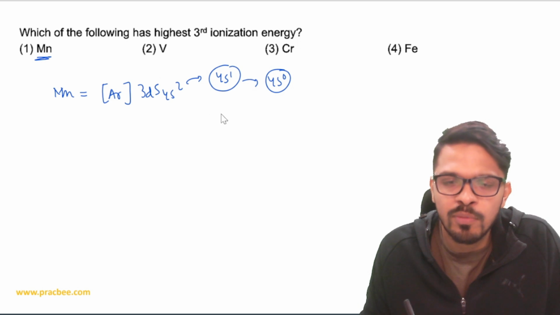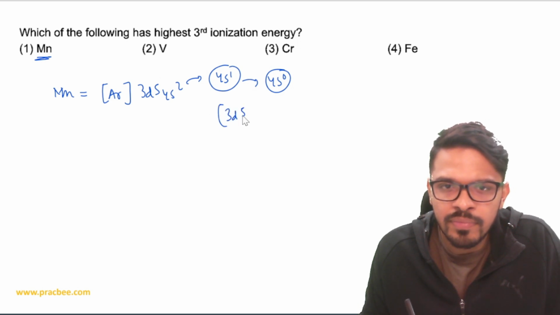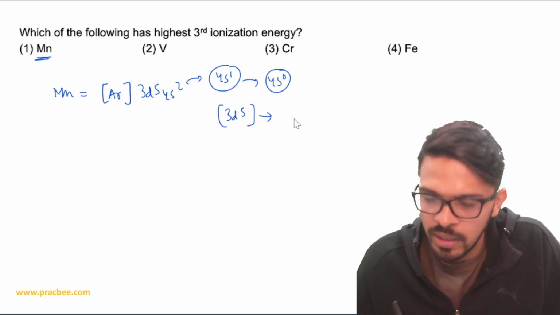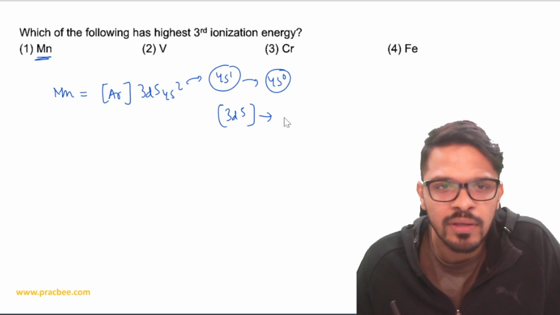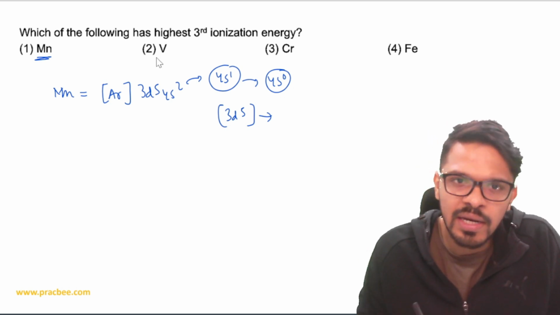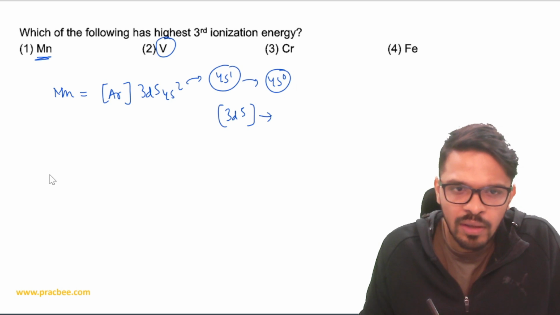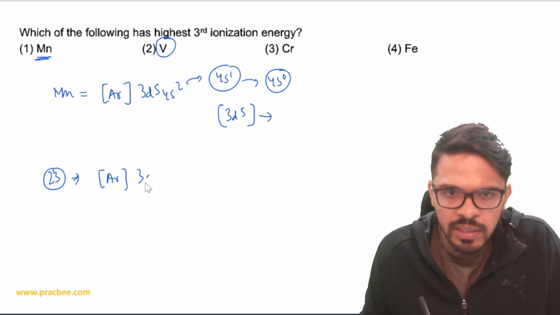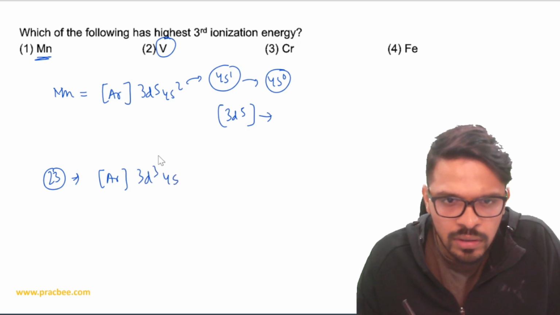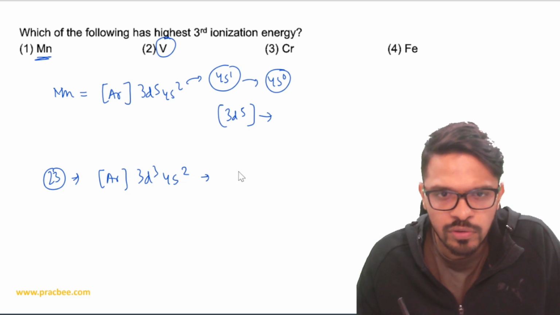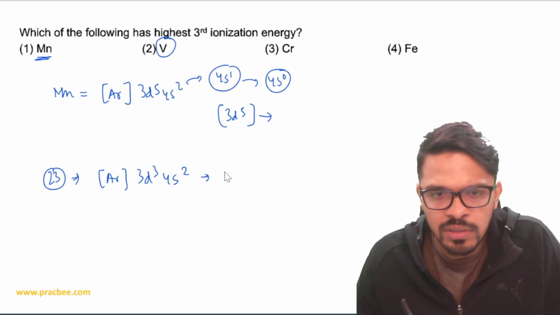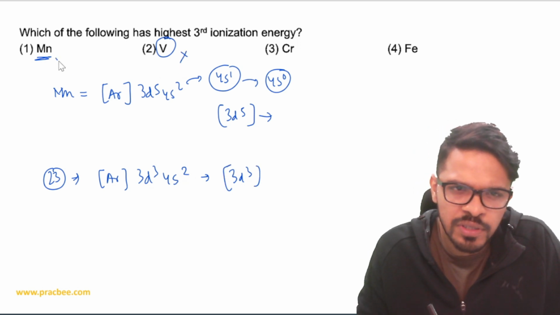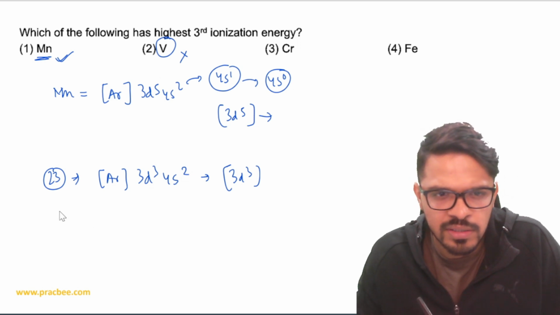Now when I have removed 2 electrons, I have 3d5. It is a half filled configuration. The subshell is half filled, so it will be difficult to remove the electron. So the ionization energy would be unusually high. Now let us see the other options as well. Vanadium is 23, so it is argon 3d3 4s2. On removing the 2 electrons, the third electron I will have to remove from 3d3. Not a big ask, right? Out of these 2 options, till now I think Mn is the best.